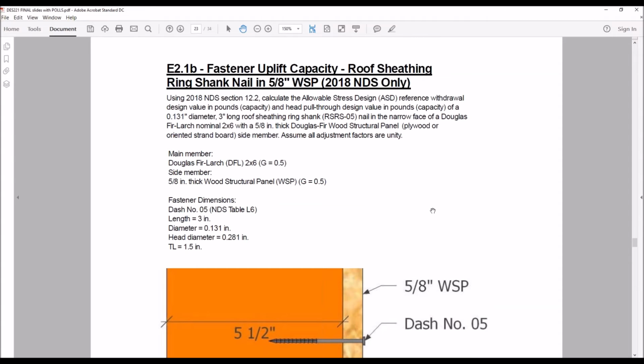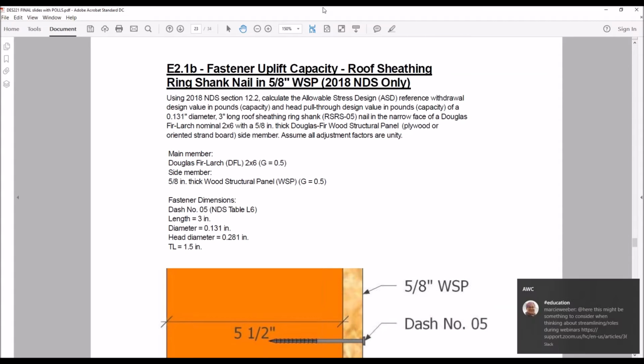So we're going to do this analysis based on the 2018 NDS provisions, where we do need to check fastener head pull-through. This is not something that would apply to the 2015 NDS, because those fastener head pull-through provisions were not in the 2015 NDS. The fastener head pull-through provisions are only in the 2018 NDS.